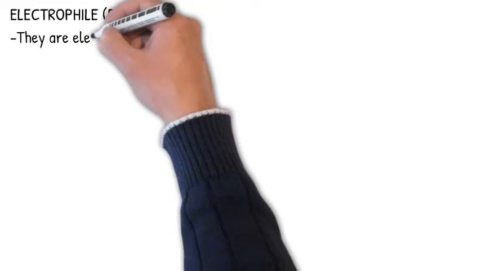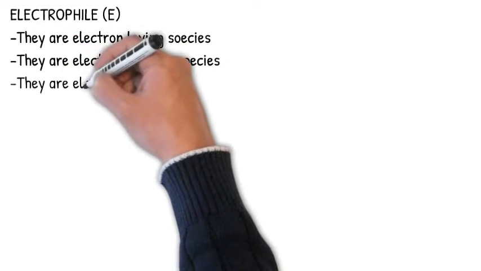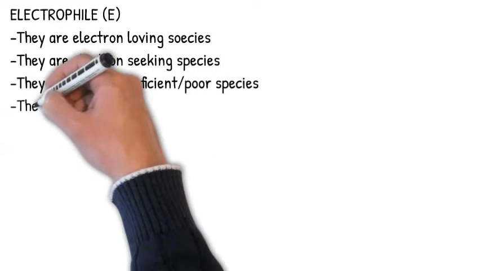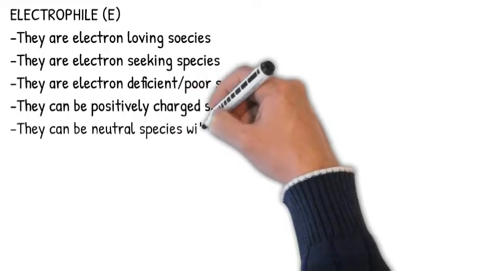Electrophile. They are electron-loving species. They are electron-seeking species. They are electron-deficient or electron-poor species. They can be positively charged species. They can be neutral species with a vacant orbital.